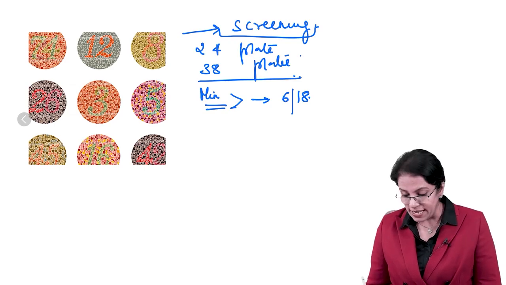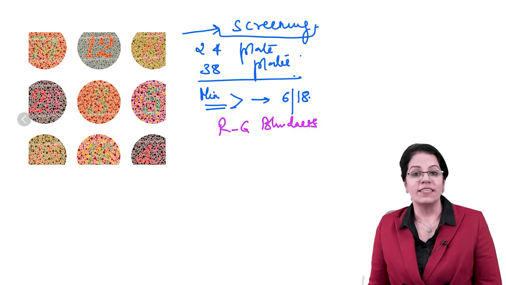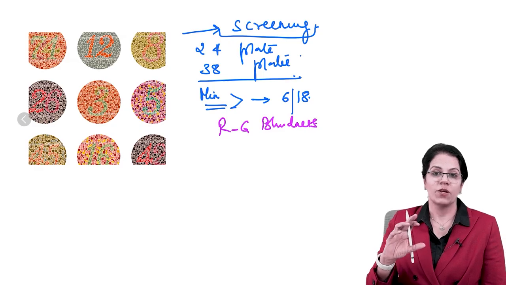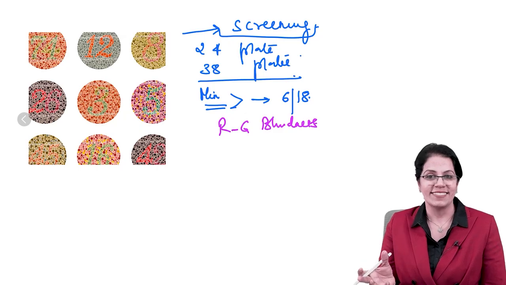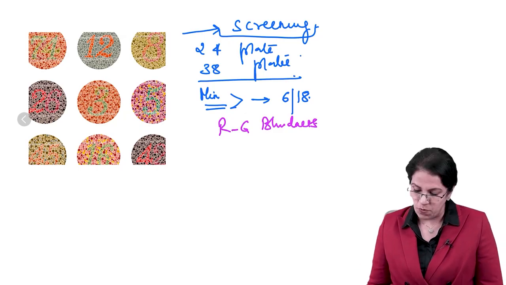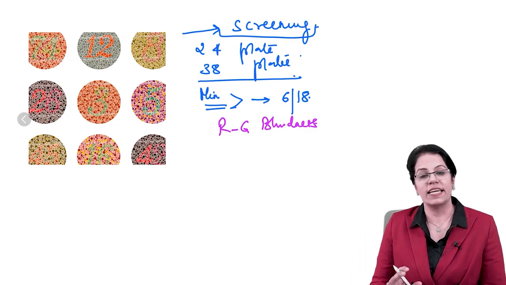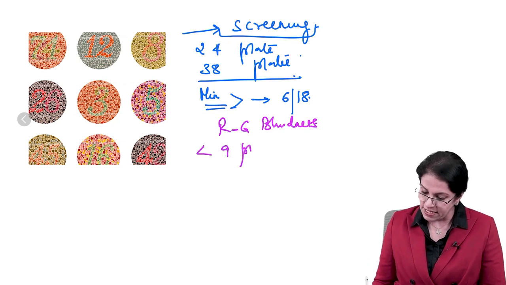And it will only catch, another very important point, red-green blindness. An interesting part is the first plate is always written as 12, which both normal individuals as well as colorblind individuals can read. What we have to know is that if the patient is not able to read more than 9 plates, he is definitely colorblind.